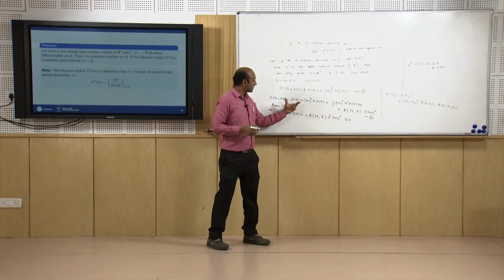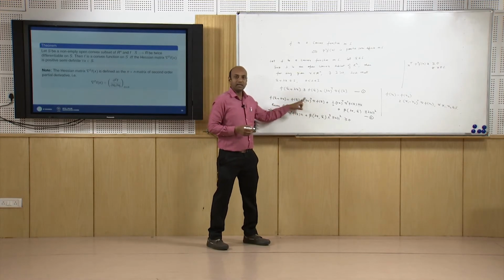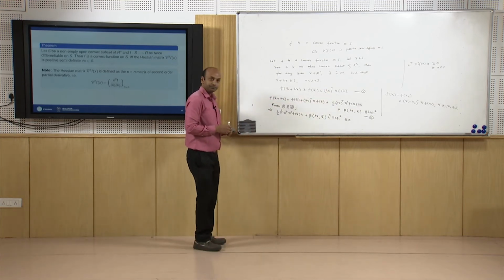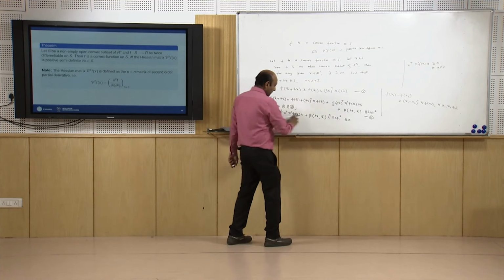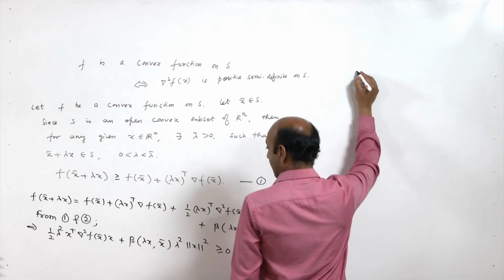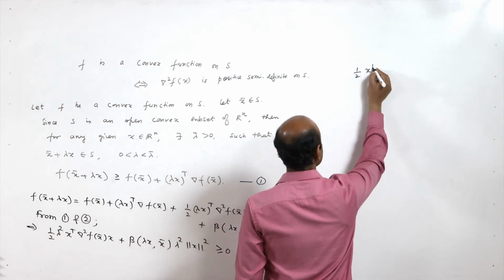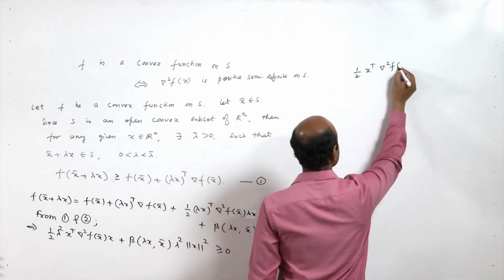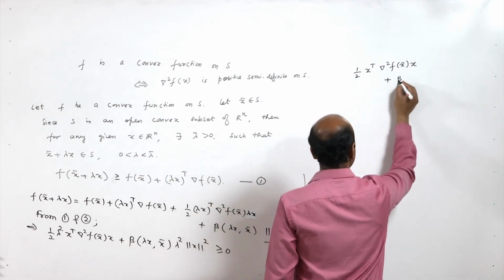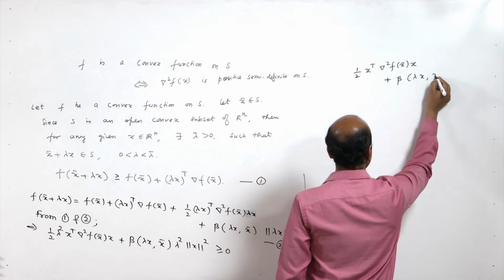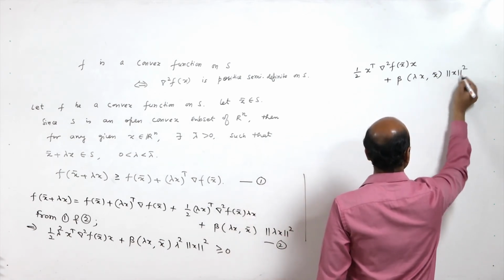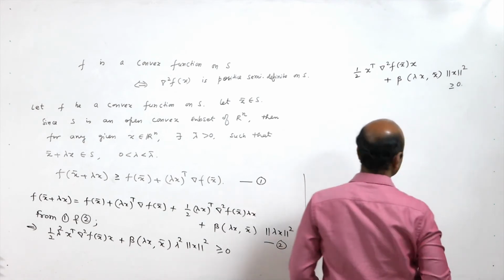Because this quantity, when you take it on the left hand side, is greater than or equal to 0. Now, you can divide by lambda square on both sides. So, we obtain 1 by 2 x transpose gradient square of f x bar into x plus beta of x bar and lambda x times norm of x square is greater than or equal to 0.